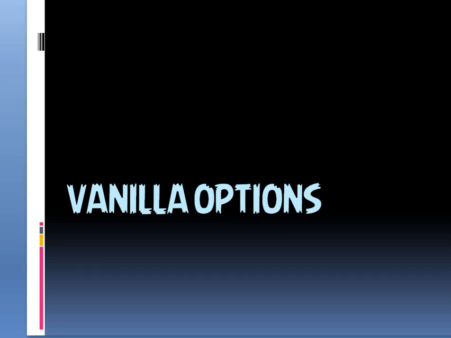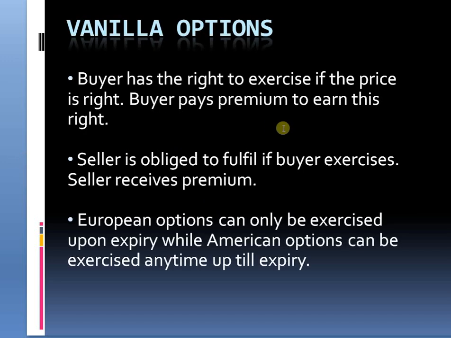Hi, today we are going to talk about options, or rather plain vanilla options. We need to get our basics right, so let's start with defining what an option is. An option is a financial instrument where the buyer has the right to exercise if the price is right. For this right to exercise, the buyer has to pay a premium.